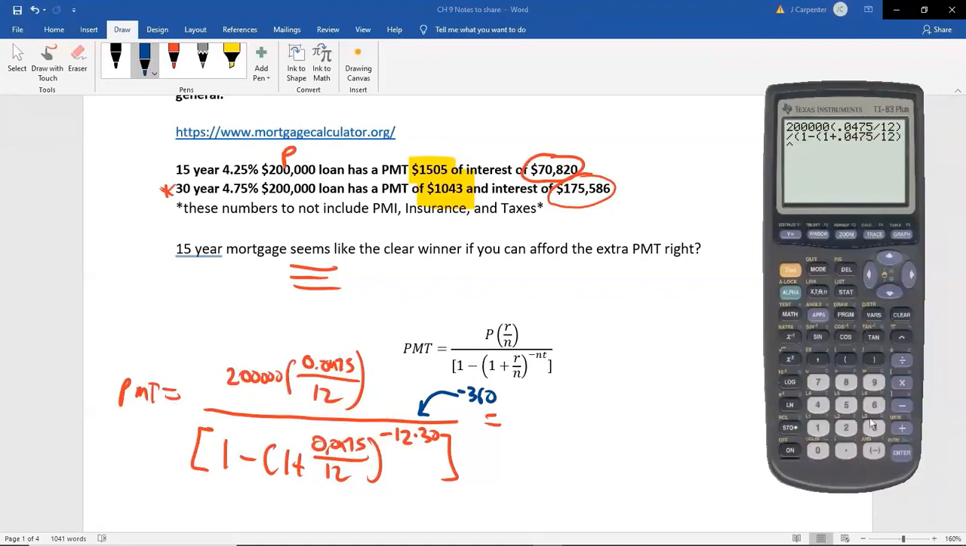Then an exponent. Now for me, I do the negative, then the 360. Depending on your calculator, 360, not 365, you may have to type the negative second. It just depends. Remember, we always pre-multiply exponents. And look at this, 1043 and then 29 cents. That I believe is what the mortgagecalculator.org website said. And then to get the interest, well, that's our payment, 1043.29.